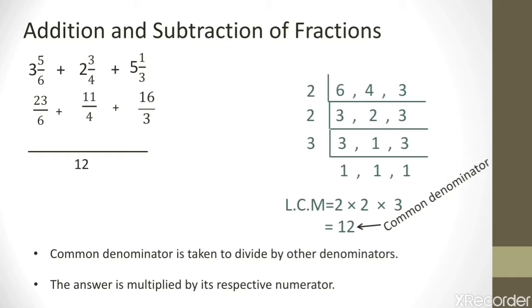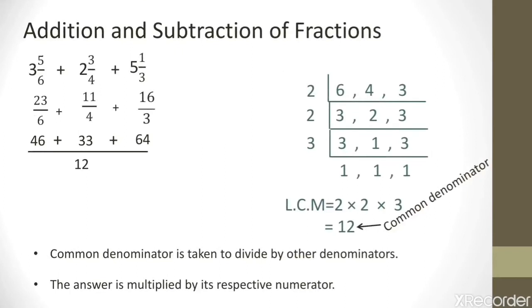I'll show you how. The first denominator is 6, so you have to divide 12 by 6. 12 divided by 6, the answer will be 2. Then that answer is multiplied with 23, it will be 46. Again we have to repeat the steps. 12, the next denominator is 4. Then 12 divided by 4 is 3. Then its respective numerator is 11. Then 3 times 11 is 33. Again repeat the process. Then 12 divided by 3 is 4. 4 times 16 is 64.